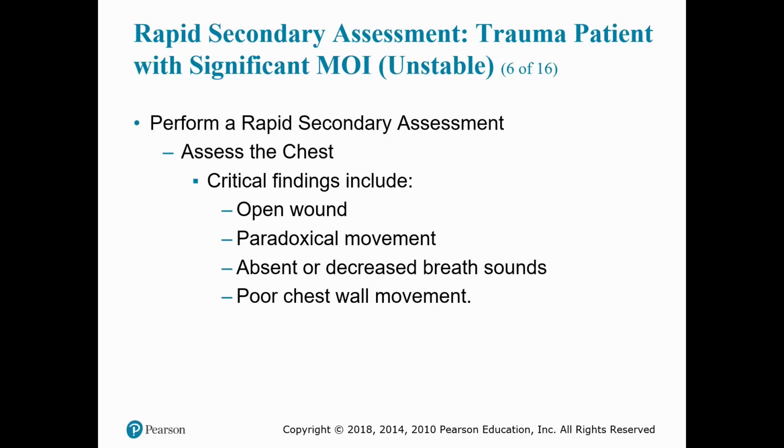If you really think about it, there's a lot of major stuff in the chest that, if injured, can result in a very sick and critical patient. Moving down to the abdomen, some of our critical findings we're looking for: severe abdominal pain, tenderness on palpation, any discoloration or rigidity, distension, and any organs that are on the outside that should be on the inside.